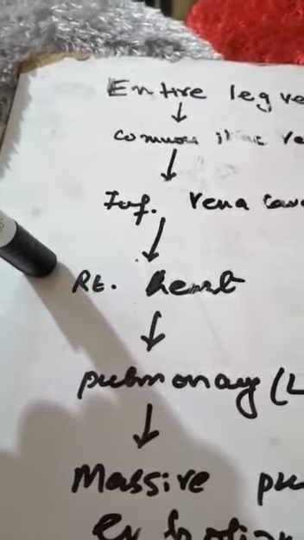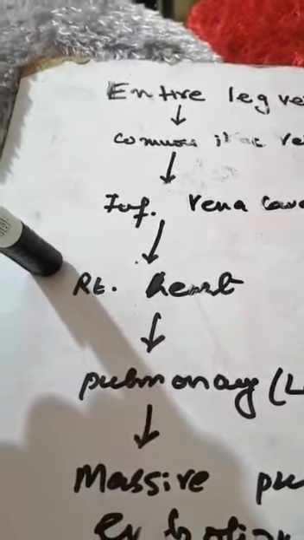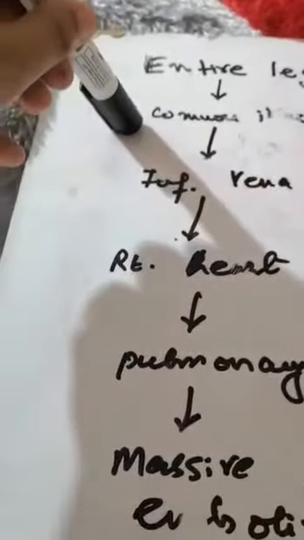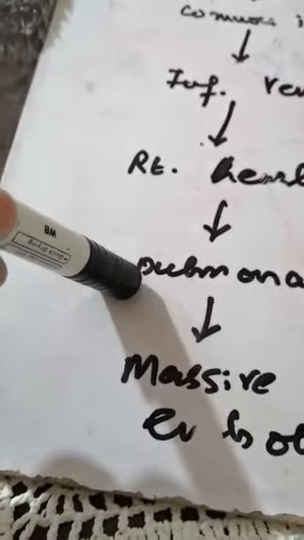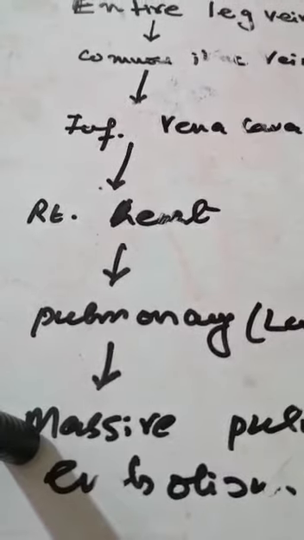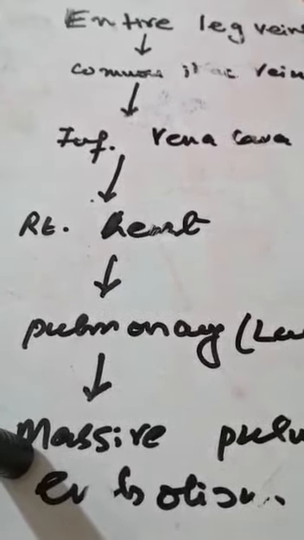So what happens? The clot, which originated in the femoral vein, moves through the entire leg vein, then into the common iliac vein and inferior vena cava into the right heart. As you know, the blood supply of the right heart goes to the pulmonary circulation. Right? And from the pulmonary circulation, if both pulmonary arteries are occluded by embolism, sudden death occurs. If only a single pulmonary artery is occluded, then a patient can suffer from dyspnea and some other symptoms also.